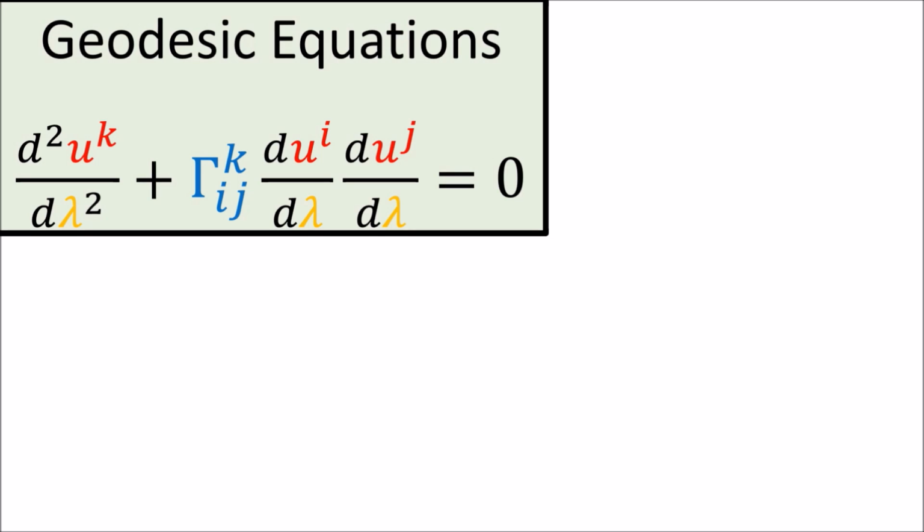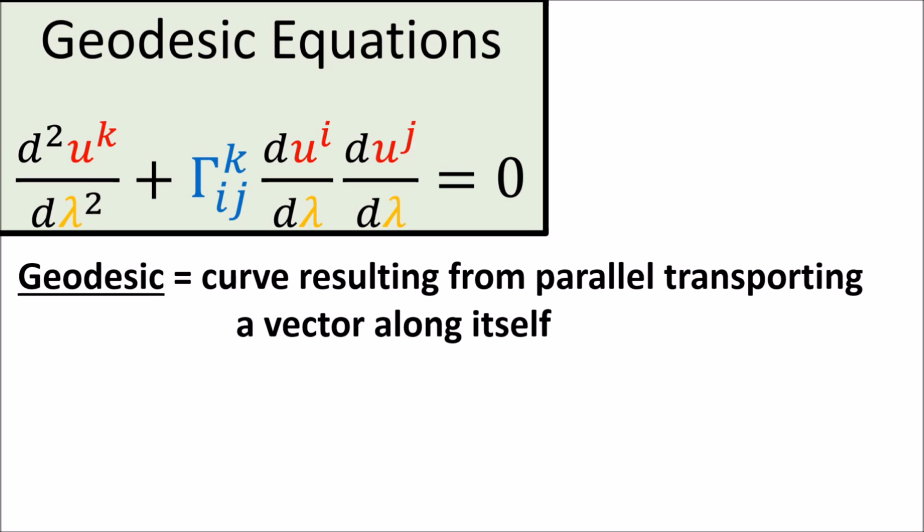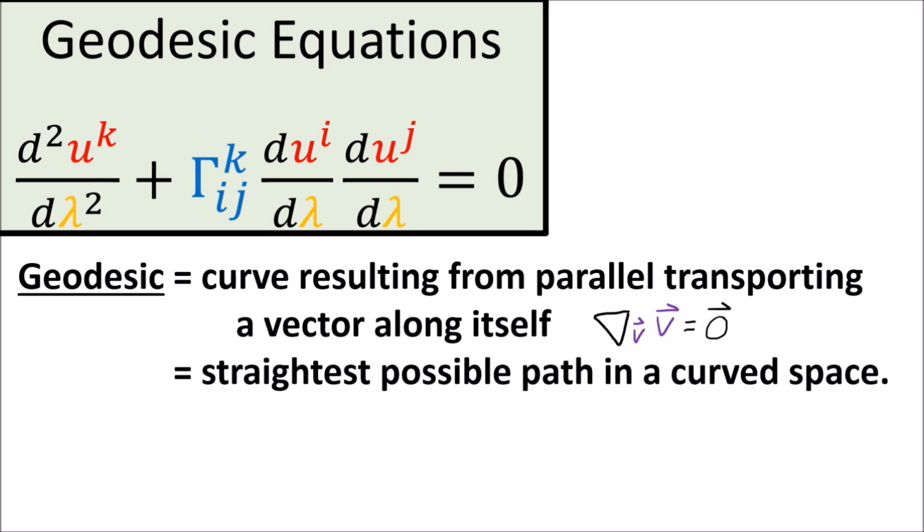This set of differential equations are the geodesic equations. So any curve parameterized by lambda that satisfies these equations is considered a geodesic. It's just that now we're defining a geodesic to be a curve resulting from parallel transporting a vector along itself. And speaking in plain English, a geodesic is just a curve that we get from walking straight forward in a curved space. So it's like the straightest possible path in a curved space.